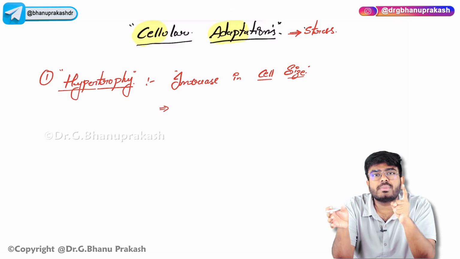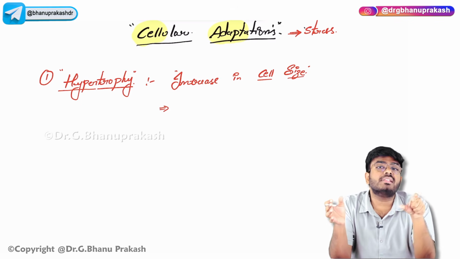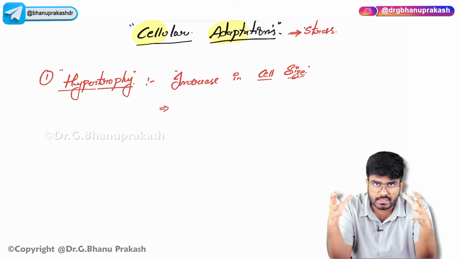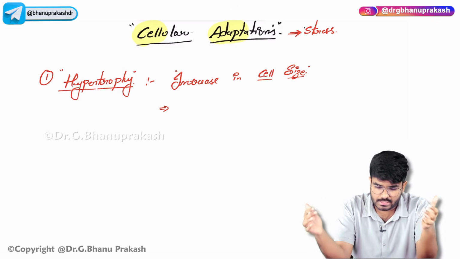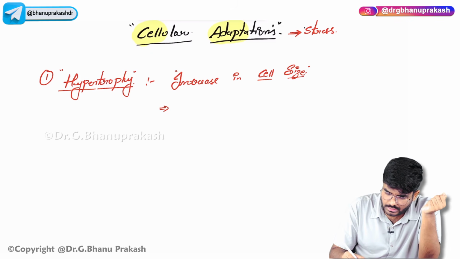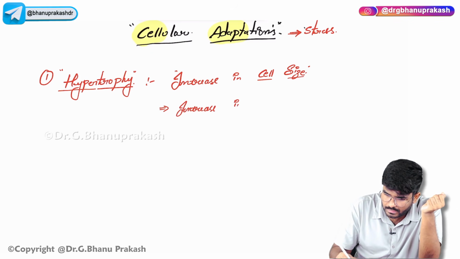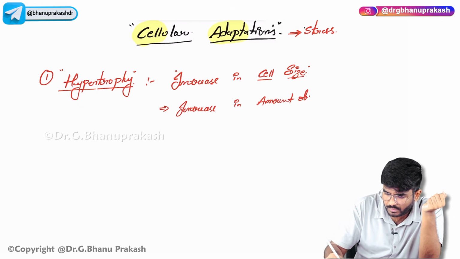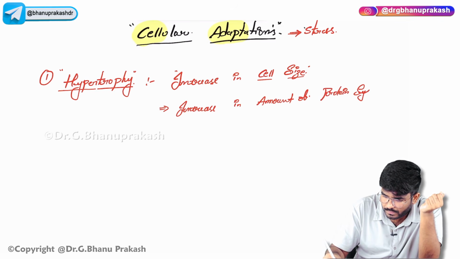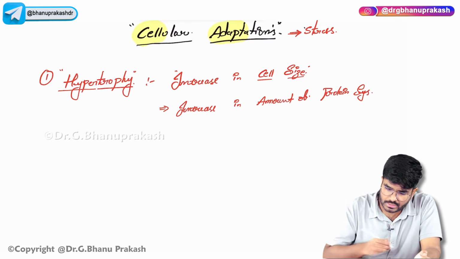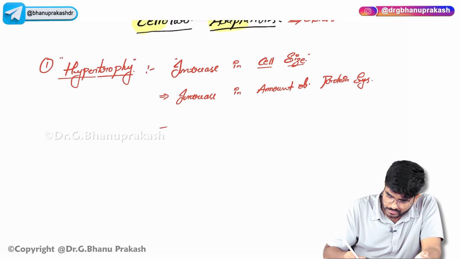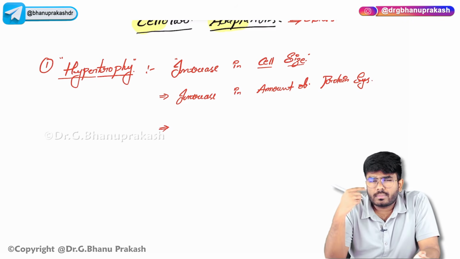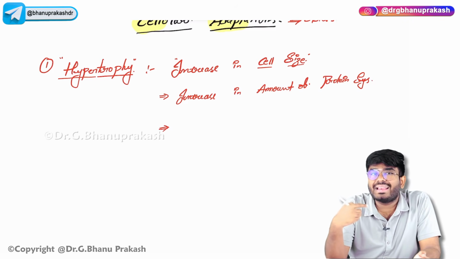Hypertrophy is because of an increase in the protein synthesis within the cell. The number of proteins is getting increased, so the cell is getting bigger in size. So hypertrophy is due to an increase in the amount of protein synthesis. Now in hypertrophy, what changes are seen at the molecular level?